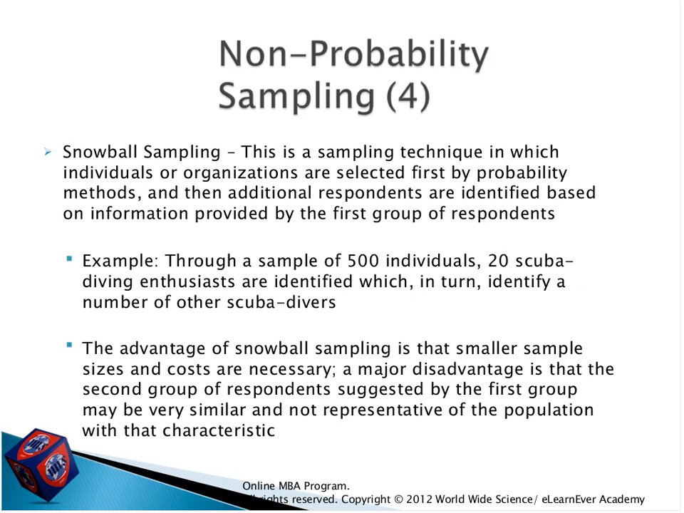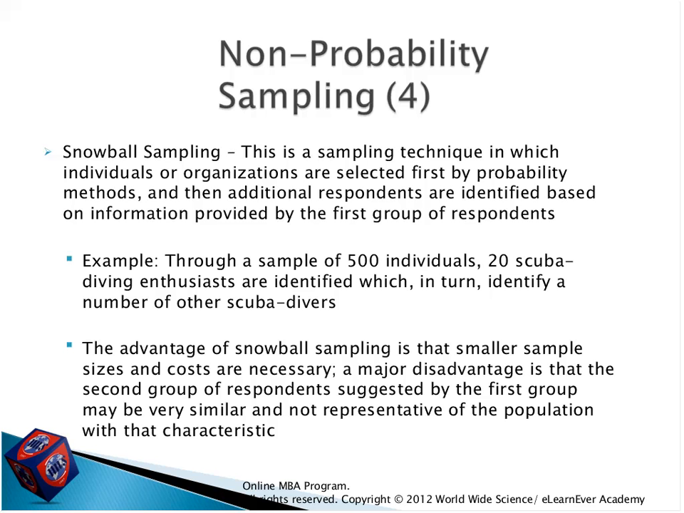Another method that we have under non-probability is snowball sampling. This is a sampling technique in which individuals or organizations are selected first by a probability method. So first, by the probability method, you choose some organizations, you choose some individuals. Then after that, the next group can be chosen by the first organization that you chose randomly, I mean, by the probability method.